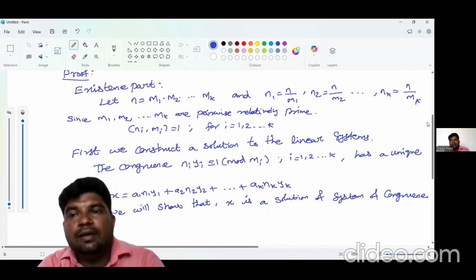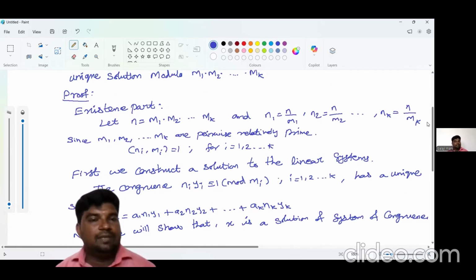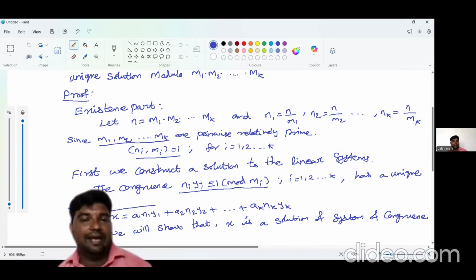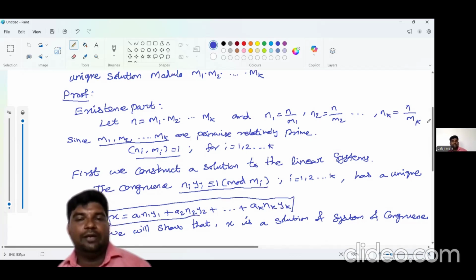and so on, nk equal to n/mk. Since m1, m2, ..., mk are pairwise relatively prime, the GCD of ni and mi is 1 for i equal to 1 to k. So first we construct the solution to the linear system. The congruence ni yi ≡ 1 mod mi for i equal to 1 to k has a unique solution. So let us consider x ≡ a1 n1 y1 + a2 n2 y2 + ... + ak nk yk.